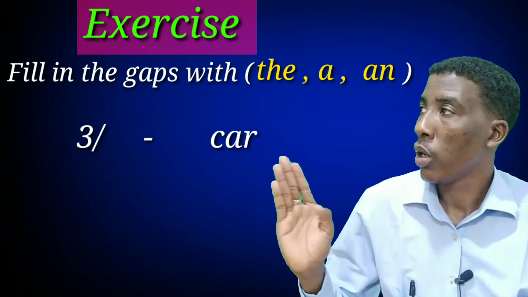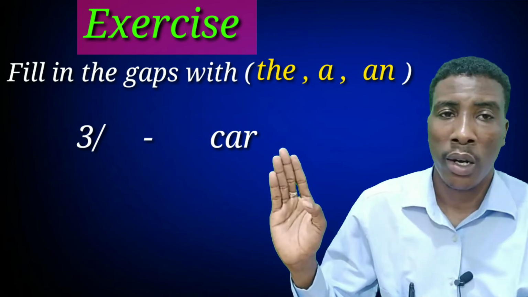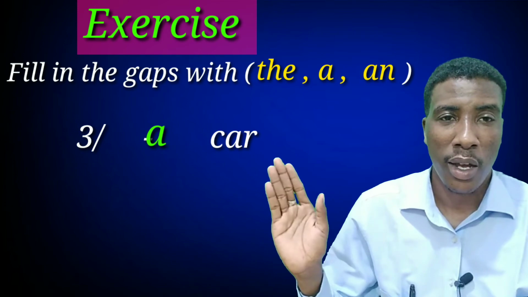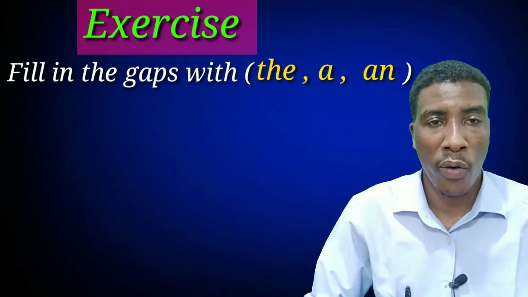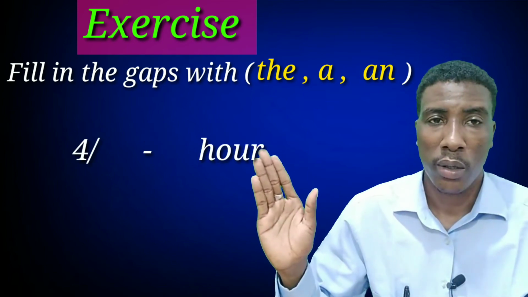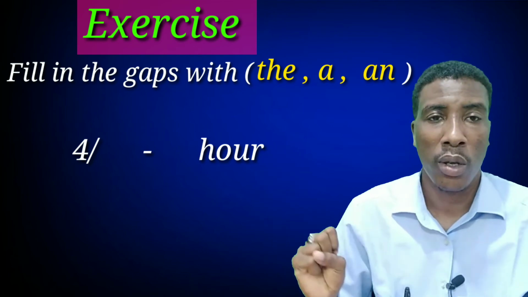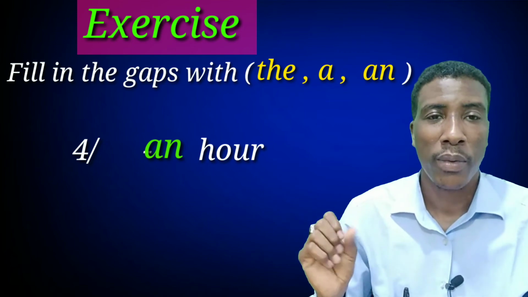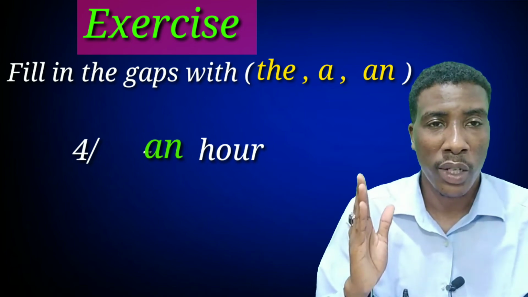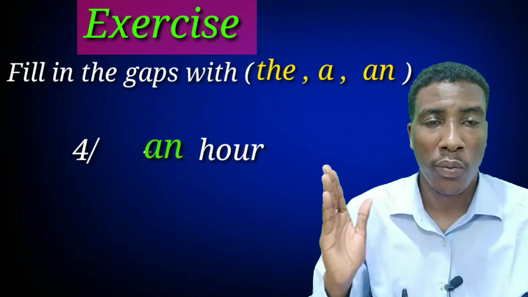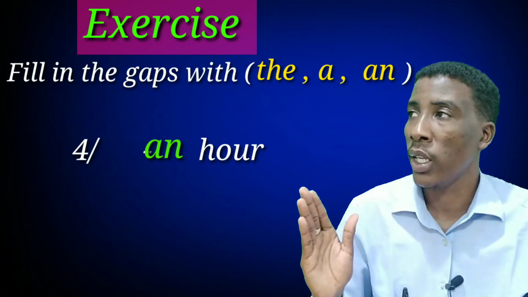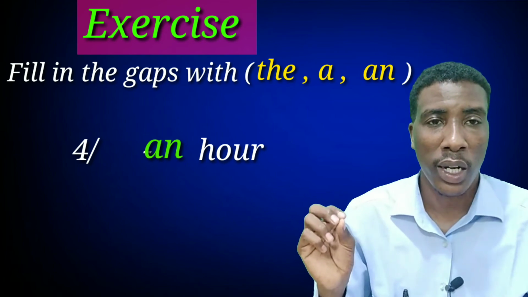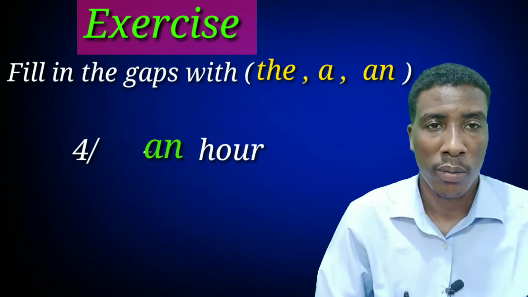Number 3, car. So the answer is a car. Number 4, hour. So the answer is an hour. Why? Because H is silent, so we start pronouncing from the letter O, and O is a vowel. So we can say an hour. The correct answer is an hour.